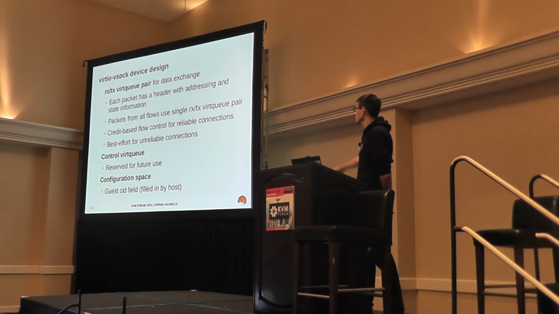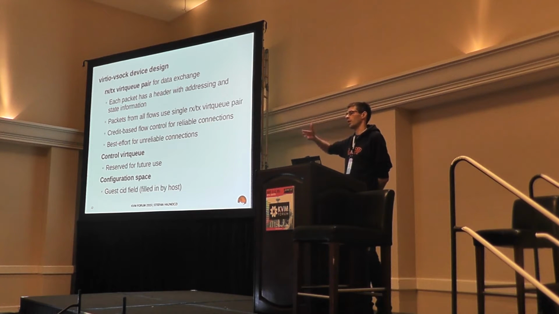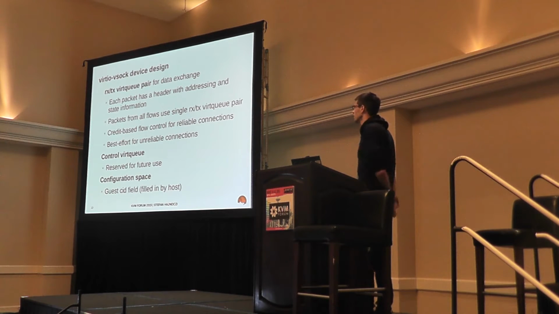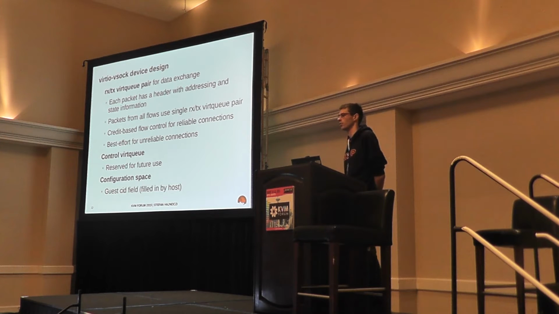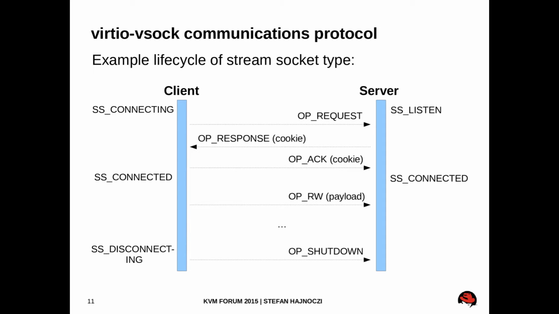And the final thing that you see here is I talked about auto-configuration, how each guest automatically knows this is my CID, so this is my address. Well, that's just in a configuration space field in the virtio device. When the driver starts up, the device immediately tells it, here's your address. It's kind of similar to when you have a network card and it reads the MAC address off the EEPROM. It's the same kind of thing.